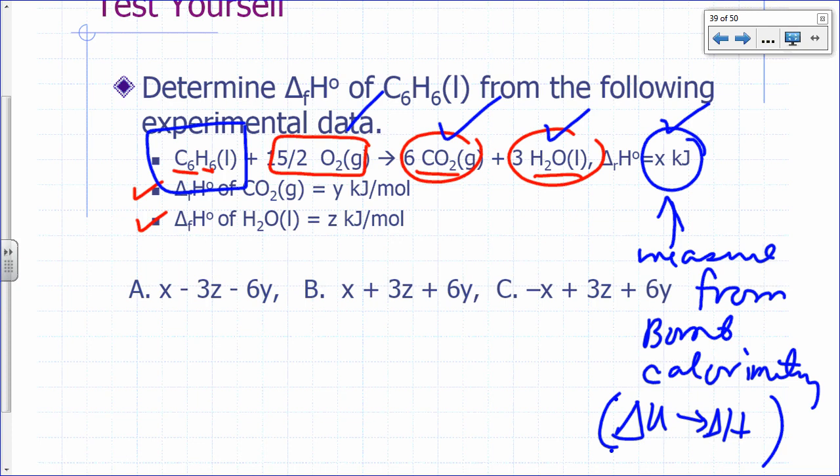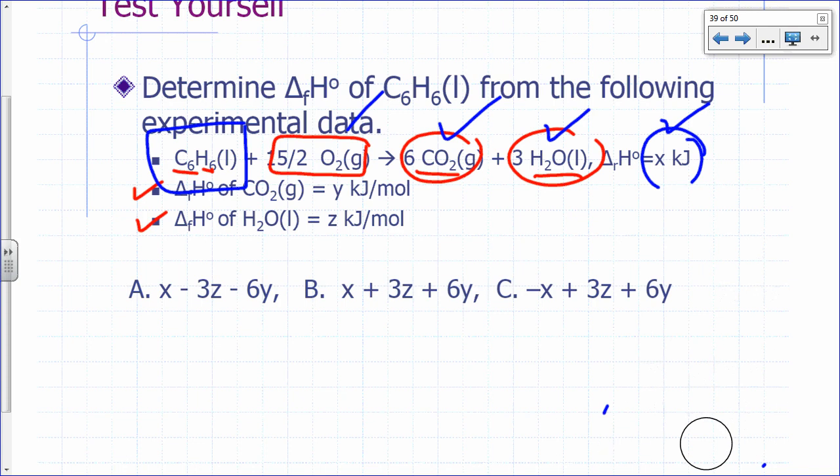All right? So what would be the delta H formation of C6H6 based on this? Is it A, B, or C? You want to work it out? How do we do it? What did we say the delta H was for this reaction? You can measure the delta H combustion is equal to X. So what's that equal to?